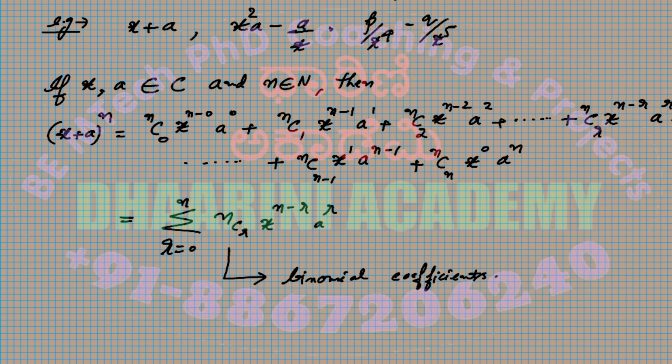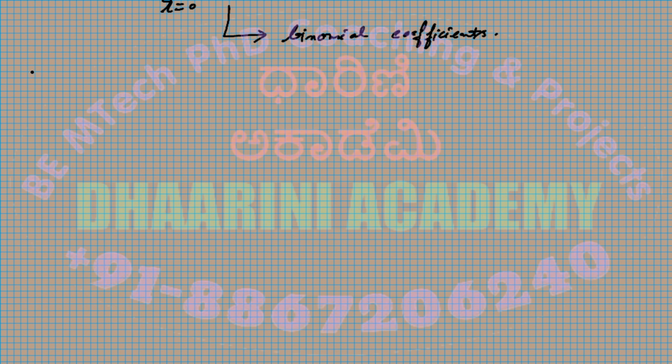Now let's write a quick note about this. In this particular expansion, the degree of each term is n, and the coefficient of x to the n minus r a to the r is equal to the number of ways in which we can represent x and a in different formats. That's why we have written nc1, nc2, nc3, etc. That's the first point to remember.